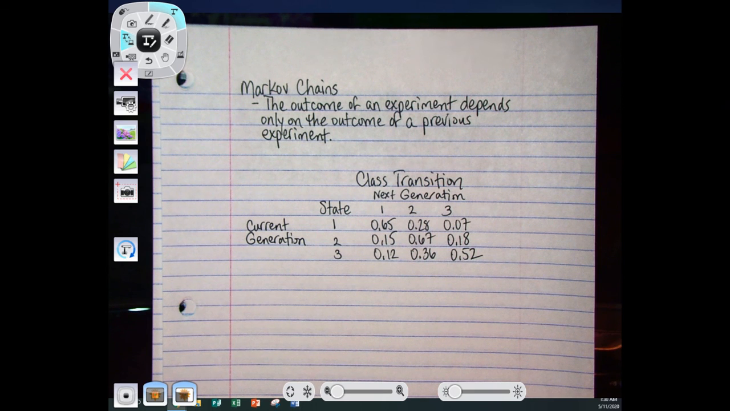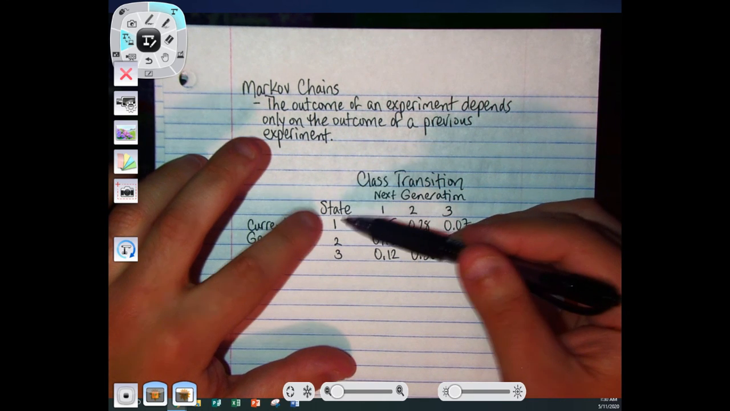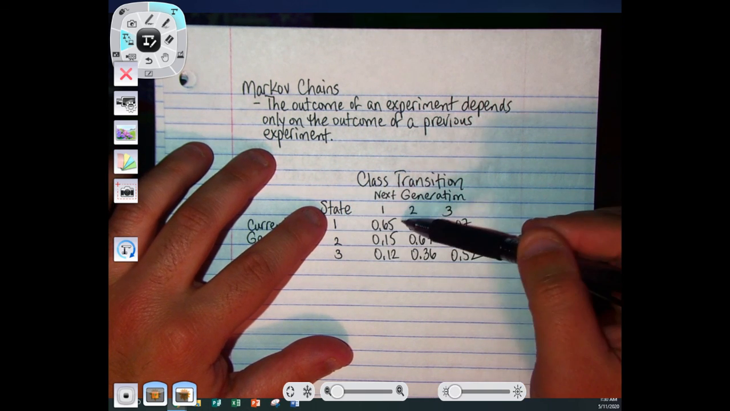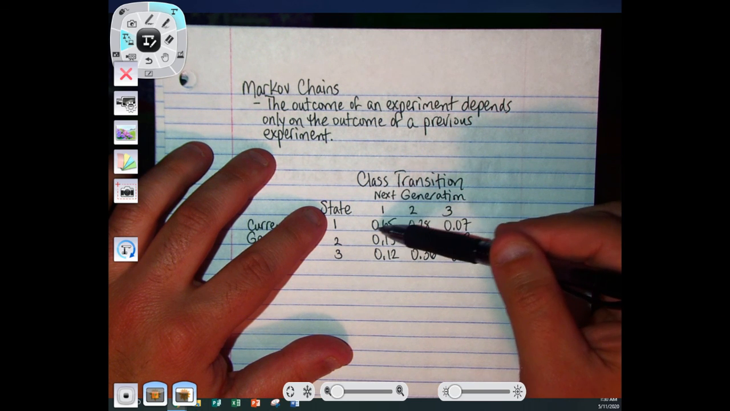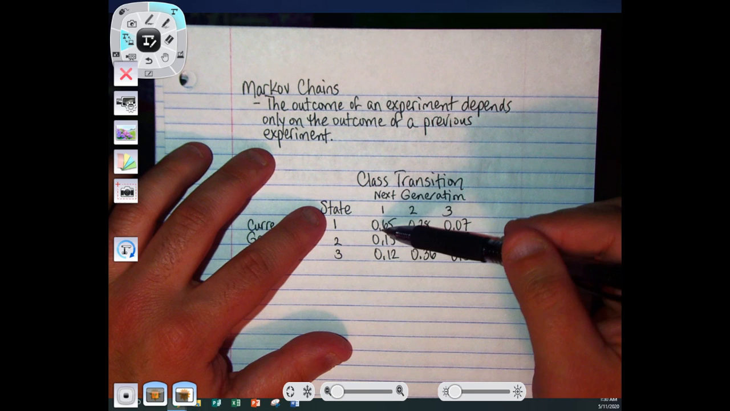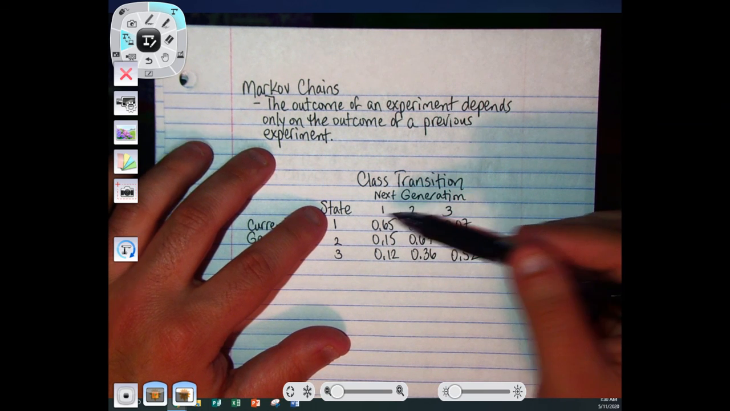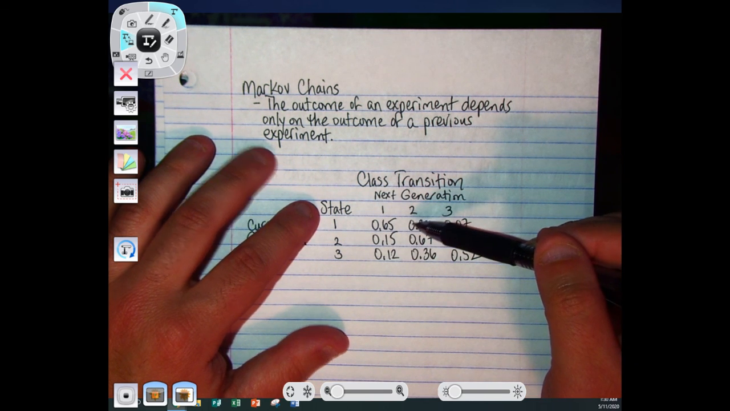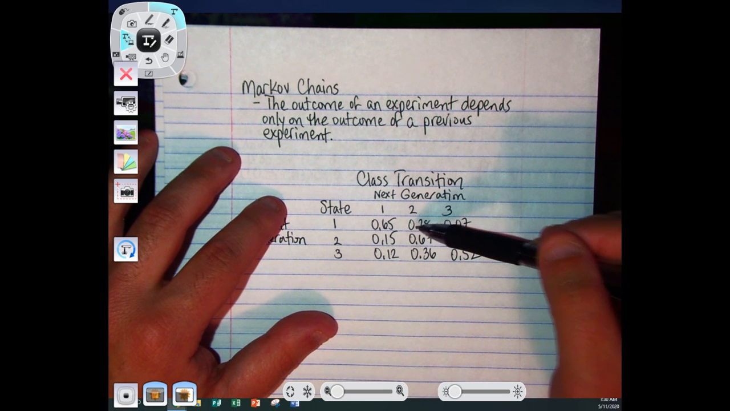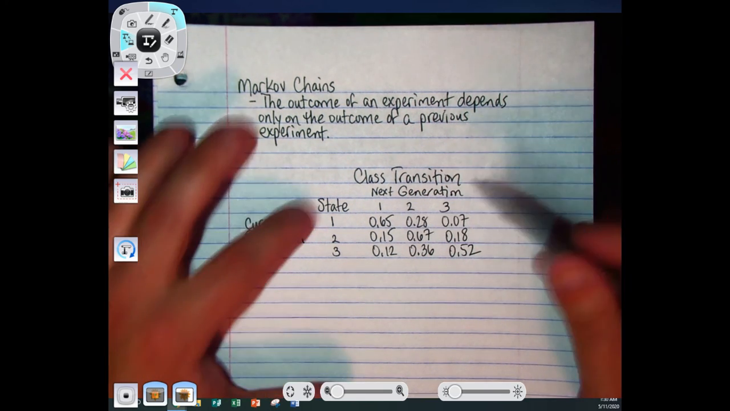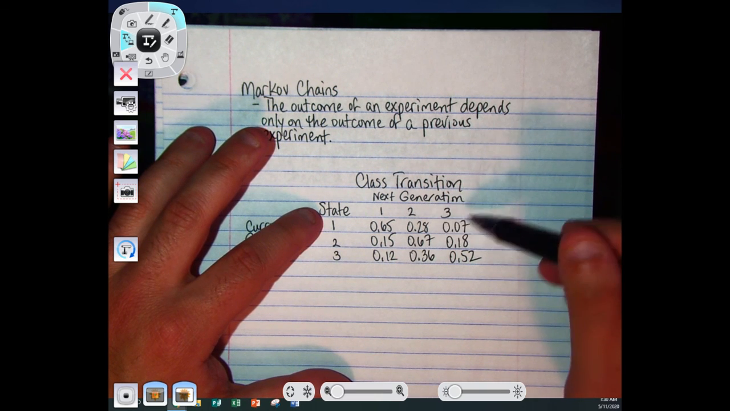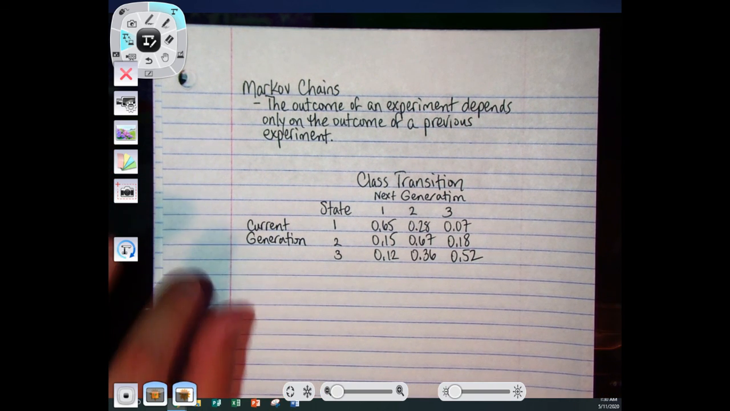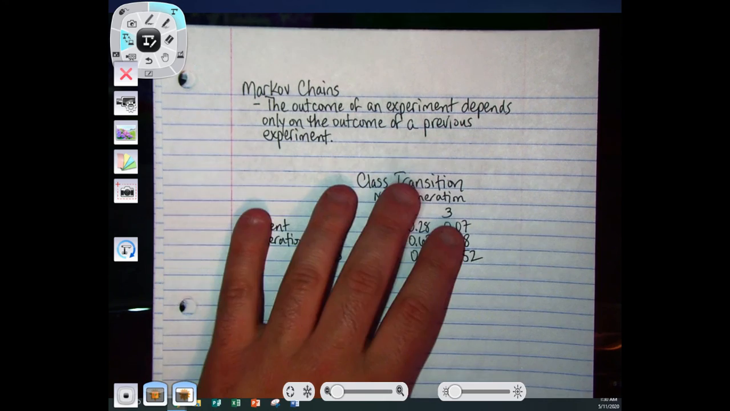So, for example, if you are a low income person in state one, the probability of you staying in that same state would be 0.65 if you were to have a child. The probability of a low income parent having a middle class income child is 0.28. And the probability of a low class income person having an upper class child is 0.07. So this is our table.